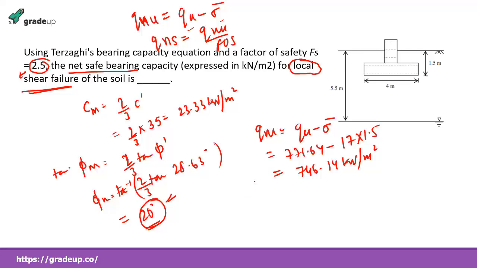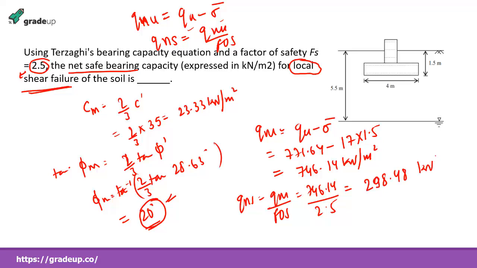Now we have to find the safe bearing capacity, net safe. So QNS is equal to QNU by FOS. So 746.14 by 2.5, and we will have the value as 298.48 kilonewton per meter square. So this is the final result that we have obtained. So the answer will be 298.48 kilonewton per meter square. I hope this question has cleared your concept regarding finding the net safe bearing capacity.